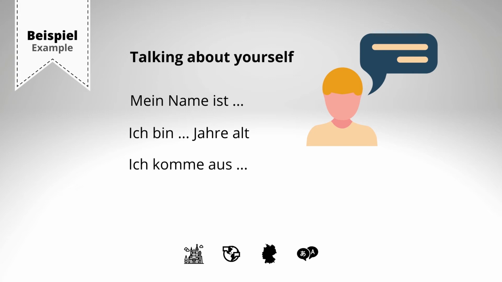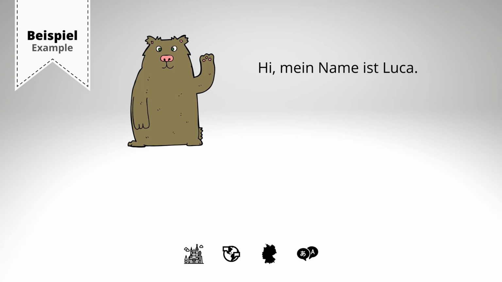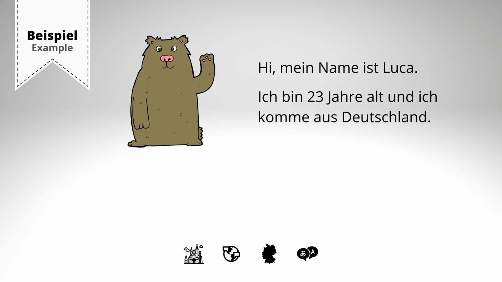Let's take me as an example. In my case, I could say, hi, mein Name ist Luca. Hi, my name is Luca. Ich bin 23 Jahre alt und ich komme aus Deutschland. I am 23 years old and I'm from Germany. So, not that difficult, right?